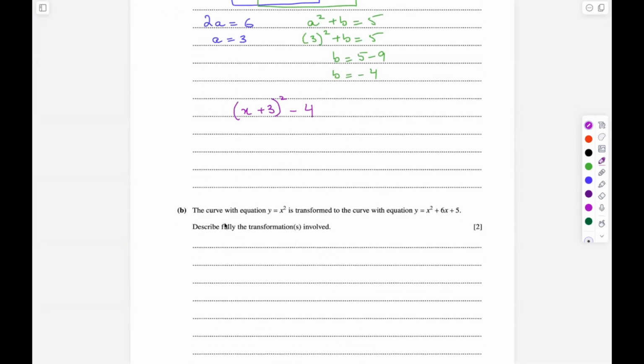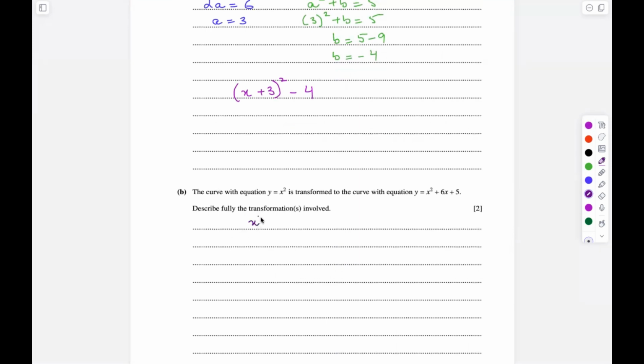In part B, it says that the curve with the equation y equals x squared is transformed to the curve with the equation y equals x squared plus 6x plus 5. We have to describe fully the transformations involved. Now, from the previous part, we already know that x squared plus 6x plus 5 was converted to the form (x plus 3) whole squared minus 4.